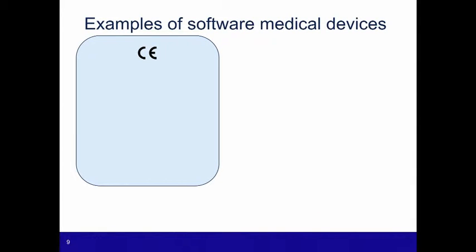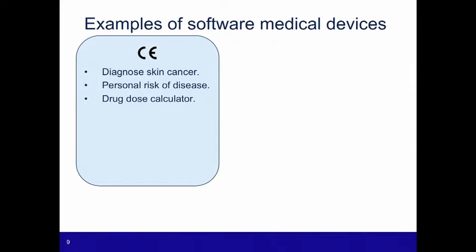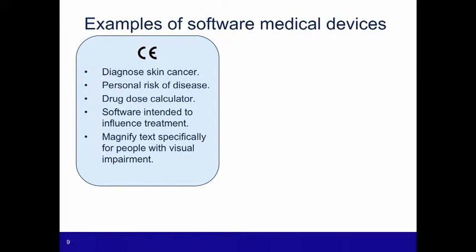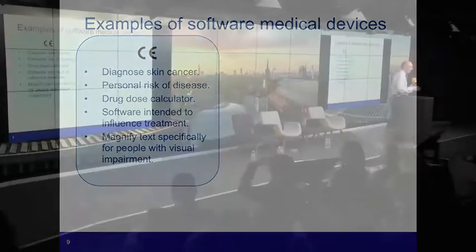So some examples of software medical devices. An app that says it can diagnose skin cancer. An app that gives you a personal risk of a disease. A drug dose calculator, for example, for insulin. Software that's intended to influence a specific treatment or a specific device. And this one, an app that is designed specifically for people with visual impairment to enlarge text.